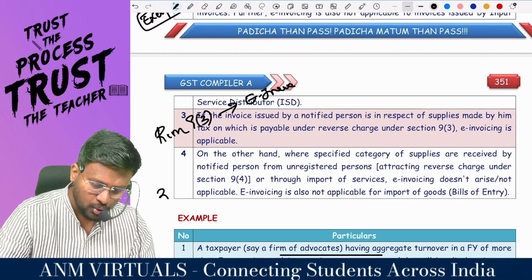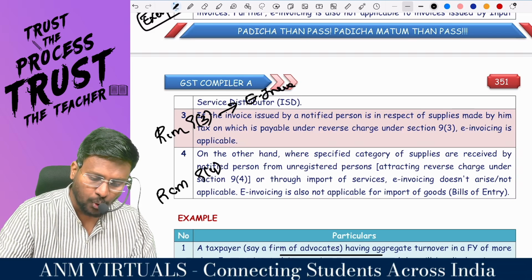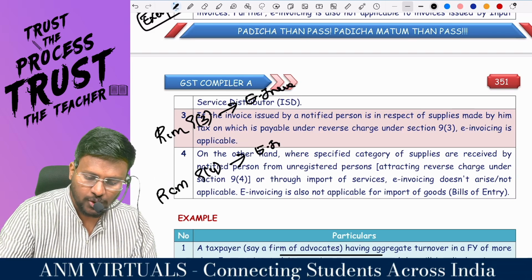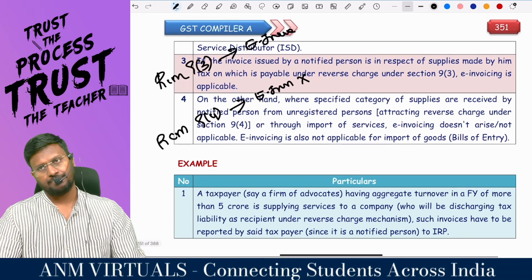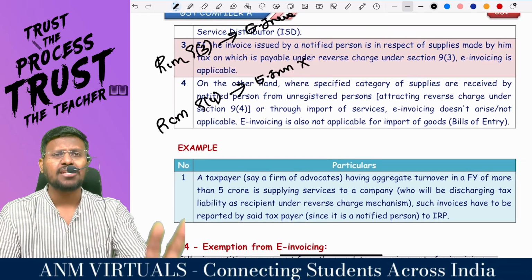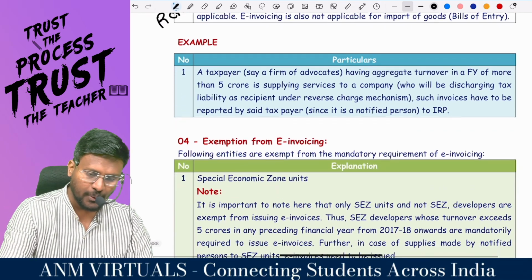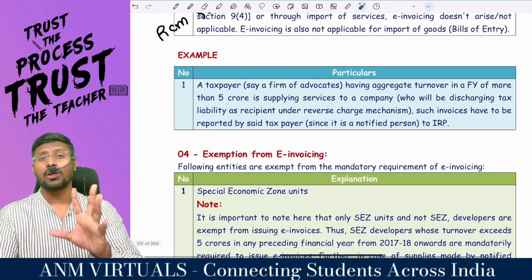Whereas, my dear lovable students, RCM under what? 9(4), e-invoice provisions will not be applicable. So don't say that for all RCM, e-invoice will be applicable. I will give you an example of the applicability. This will be tested for 2 to 3 marks in the examination.